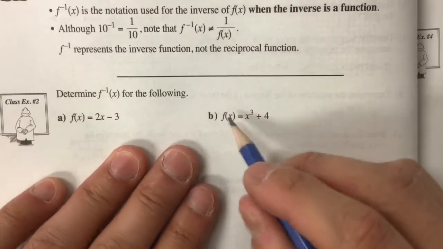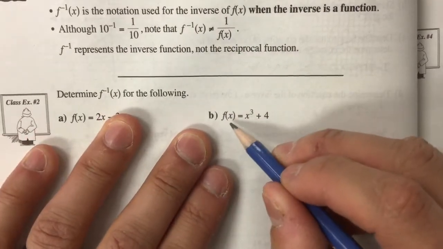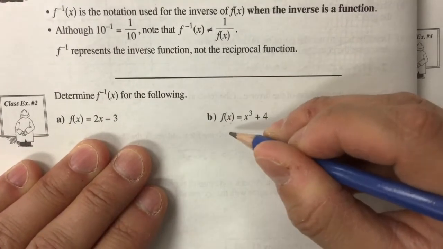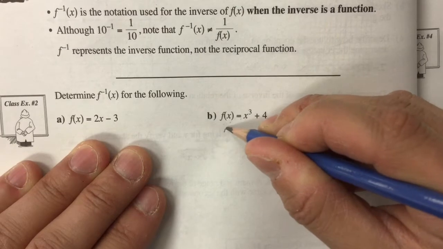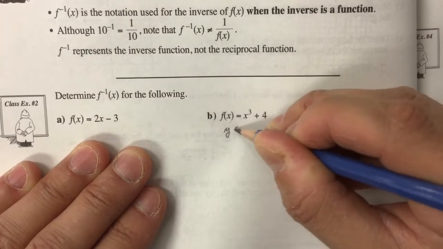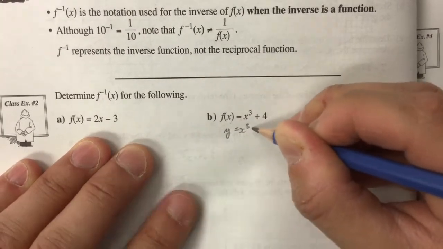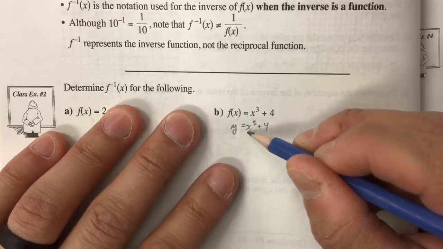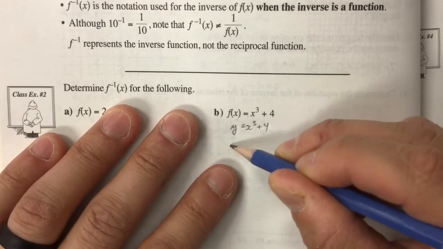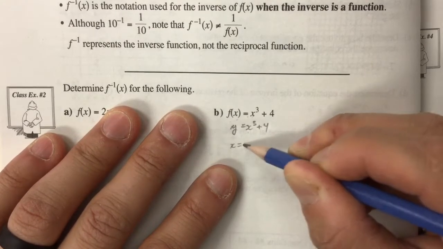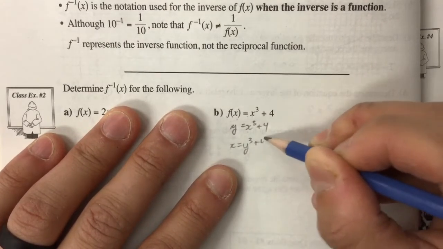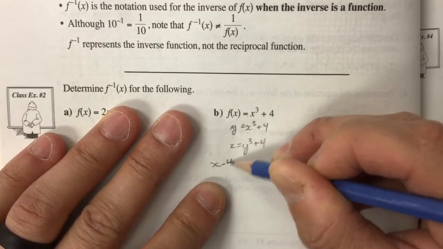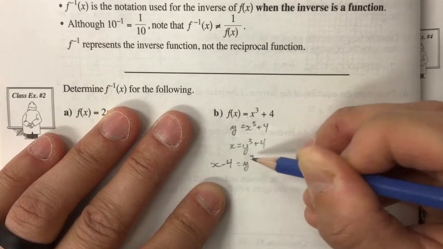So I'll just do this one here. If I have f of x equal to x cubed plus 4, to find the inverse, I would first substitute f of x with y, so y equals x cubed plus 4. And then the next thing I would do is interchange my x and y variables. So that's going to be x is equal to y cubed plus 4. And then I need to subtract 4 from each side. So that's going to be x minus 4 is equal to y cubed.